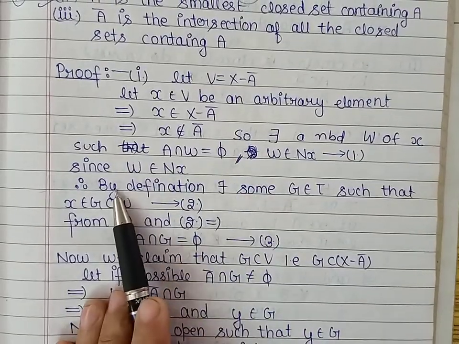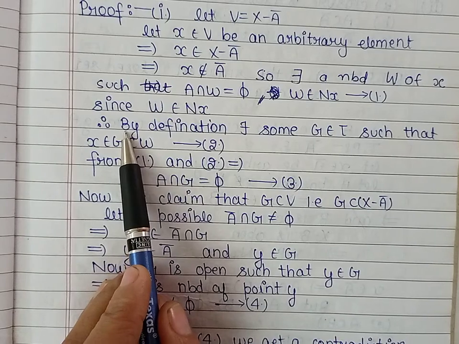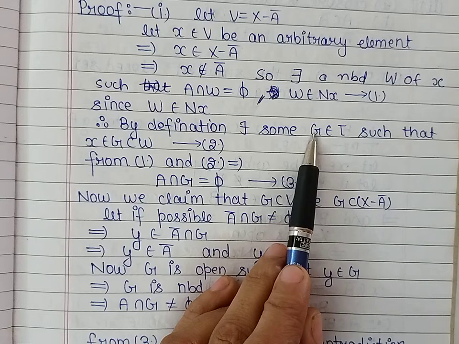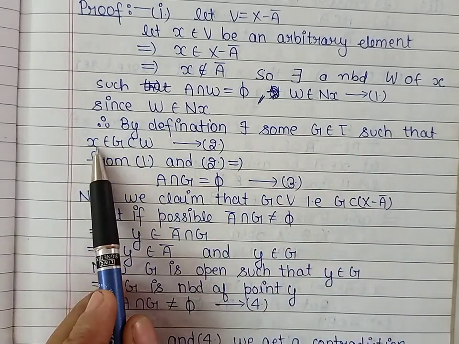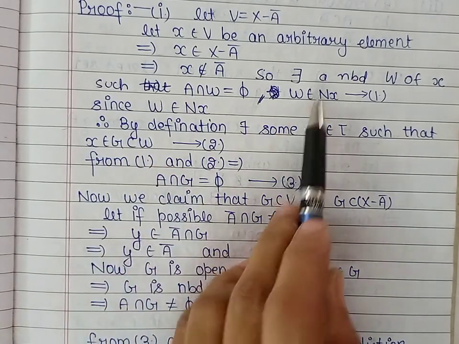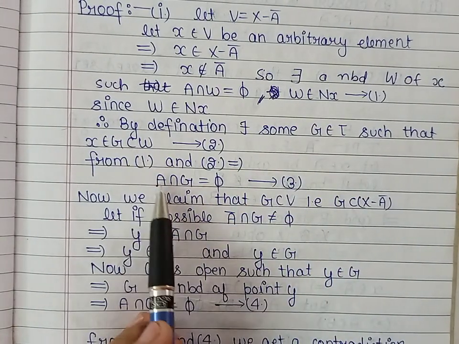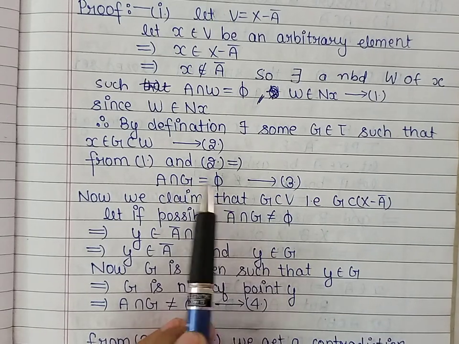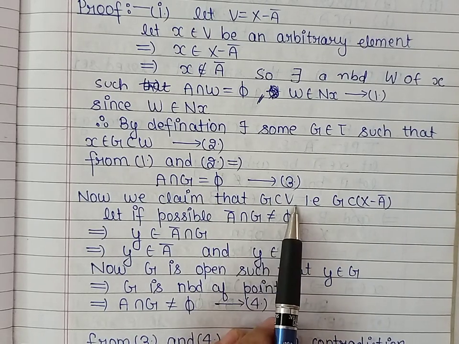Now because W is a neighborhood of x, we can use the definition of neighborhood. By definition of neighborhood, there exists an open set G, meaning G belongs to the topology, such that x belongs to G is contained in W. Now we can combine these two equations. From these two equations we can say that A intersection G is φ. Now we are to show that this G is contained in V.